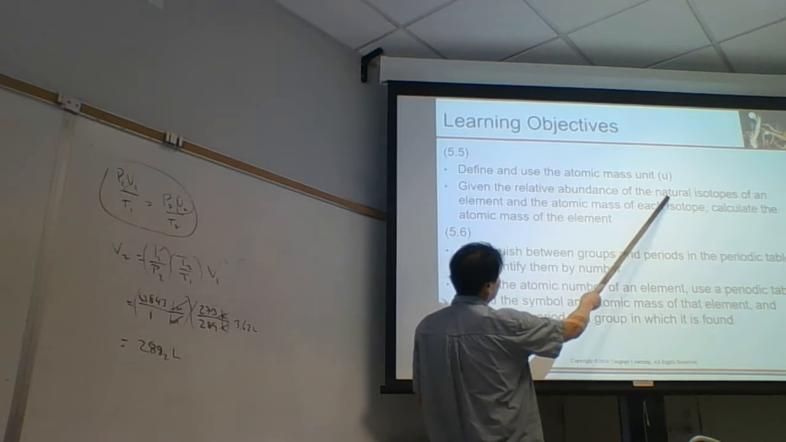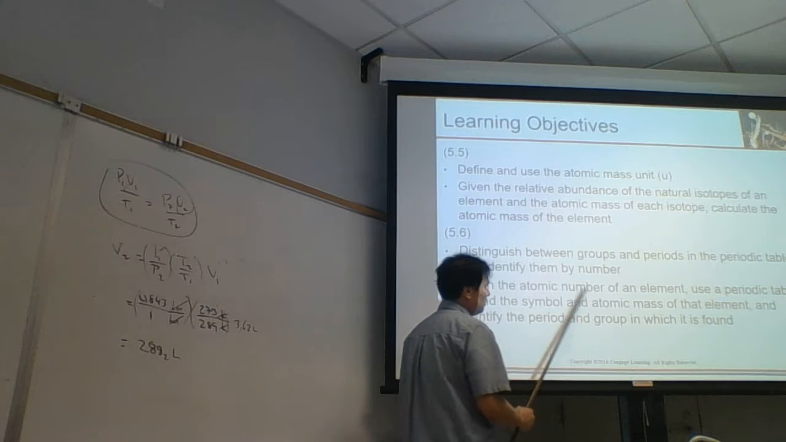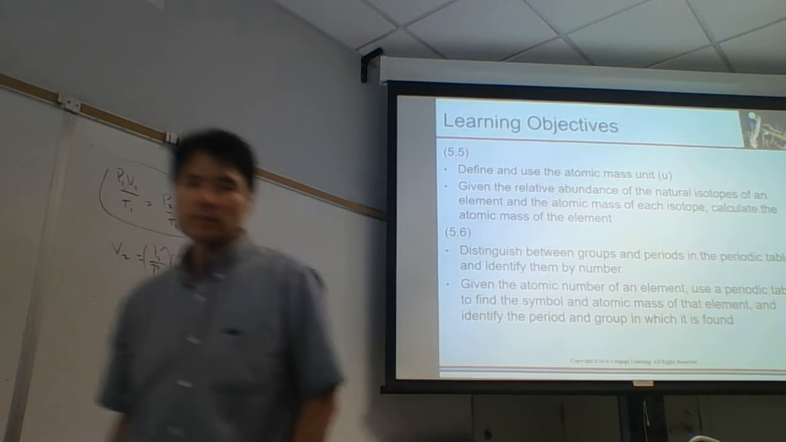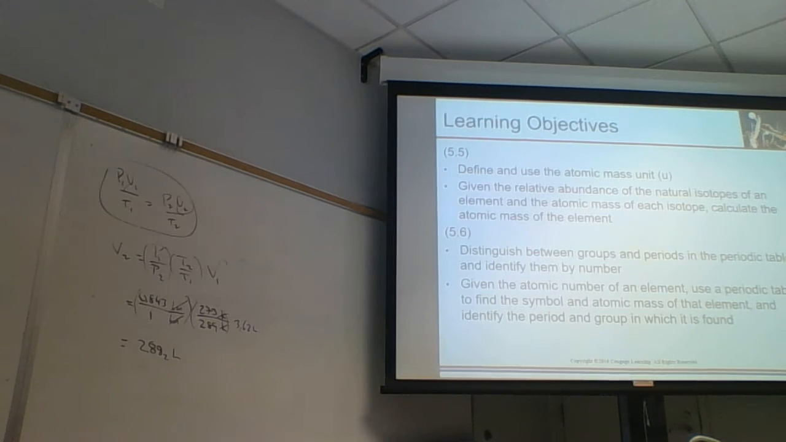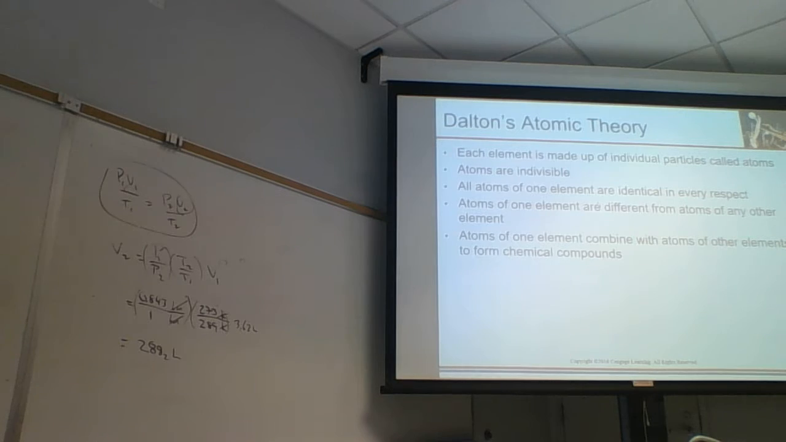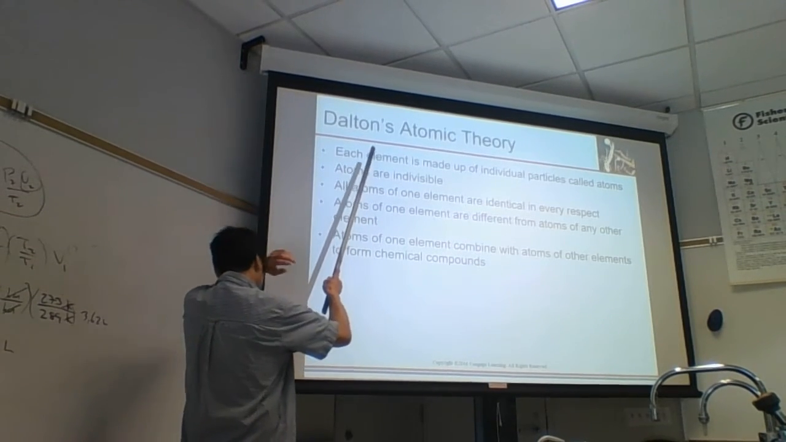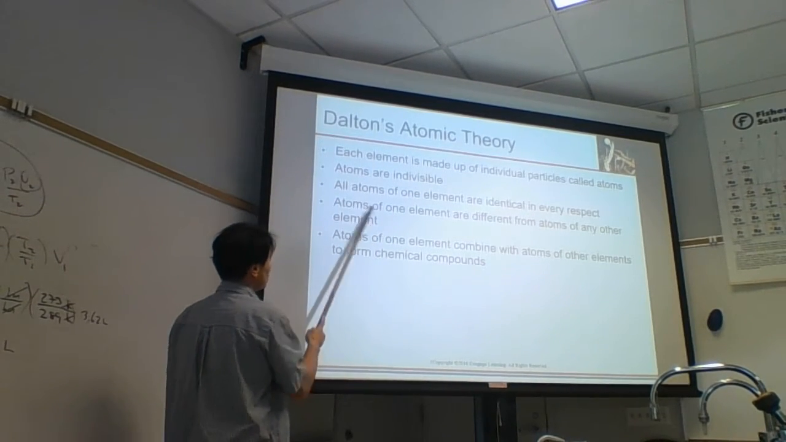Okay, then we're going to talk about naturally occurring isotopes, and look at the periodic table, the arrangement of the elements in the periodic table. We have different parts of the periodic table called the main group, metals, nonmetals, transition metals. So we'll start off with Dalton's atomic theory here. The parts of Dalton's atomic theory you don't have to bother memorizing.